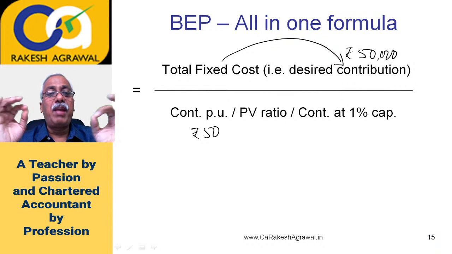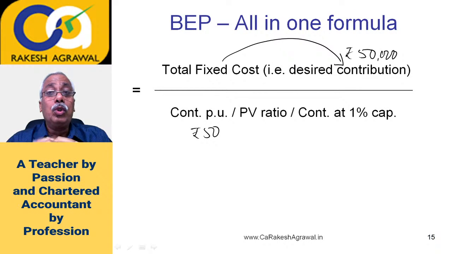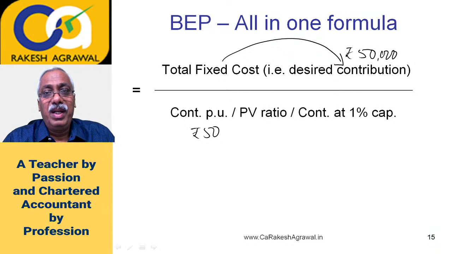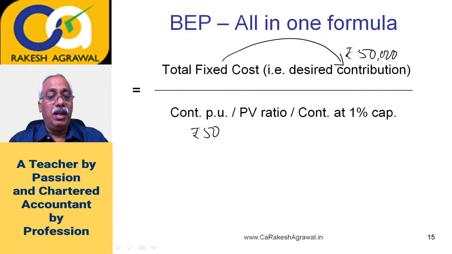So on 1 unit if I am earning 50 rupees, then to earn 50,000 rupees, how many units should I sell? I hope you are getting the logic. To earn 50 rupees, I have to sell 1 unit, so to earn 50,000 rupees contribution to recover my fixed cost, how many units should I sell? As simple as that, 50,000 divided by 50, and you will get 1000 units. So 1000 units will be your break-even point. In the same way, you will get all the three. So the numerator is logically nothing but desired contribution.